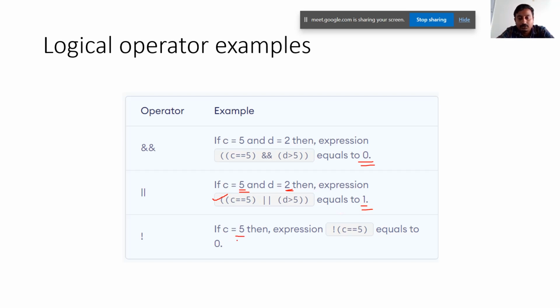Here we have c equals to 5. So whether c equals to 5, yes, true. This is our relational operator, right? So it always returns true or false. So it will return true. Negation of that will be false, so you will get 0. 0 represents false, 1 represents true. So this is regarding logical operator. So remember, these logical operators are used to combine two conditions. This is one condition and this is another condition.